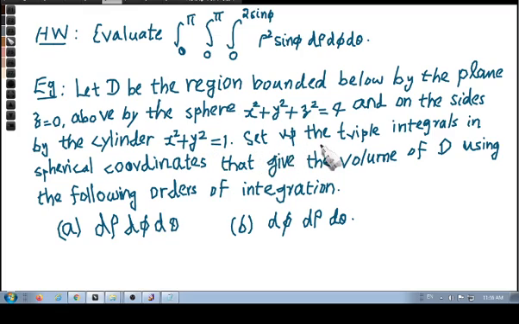And you are asked to set up triple integrals in spherical coordinates that give the volume of D using the following orders of integration. So this is the first problem: integration with respect to rho first, integration with respect to phi second, and integration with respect to theta last. You are asked to set up the triple integral. You are not asked to evaluate it. If you are asked to evaluate the triple integral, you have to evaluate also. So let us plot the region D first.